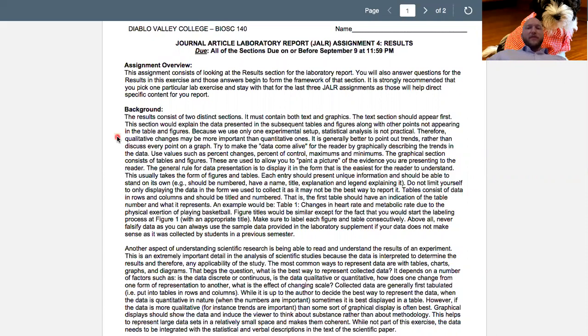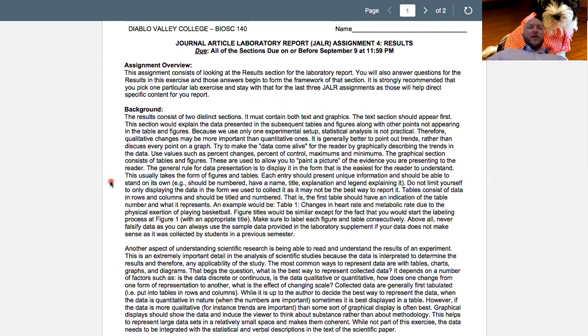You will also answer questions for the results in this exercise, and those answers begin to form the framework of that section. You're going to be done with a good portion of your laboratory report once you're done with this assignment. In this assignment, you're going to basically do a rough draft, a framework for your results section.